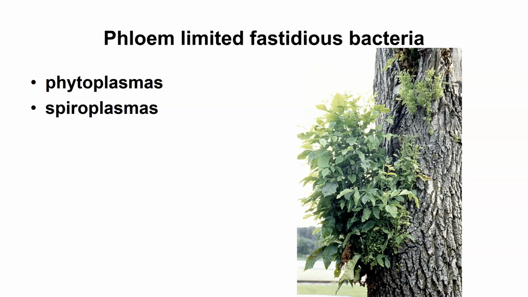We have Phytoplasmas and Spiroplasmas. These are limited to the phloem. They're actually a prokaryotic type organism. We call them plasmas because they don't have a bacterial wall. They are pleomorphic, which means they take on a lot of different shapes. They don't have the rigidity of a cell wall to be able to give them a specific shape. These are phloem-limited fastidious bacteria.